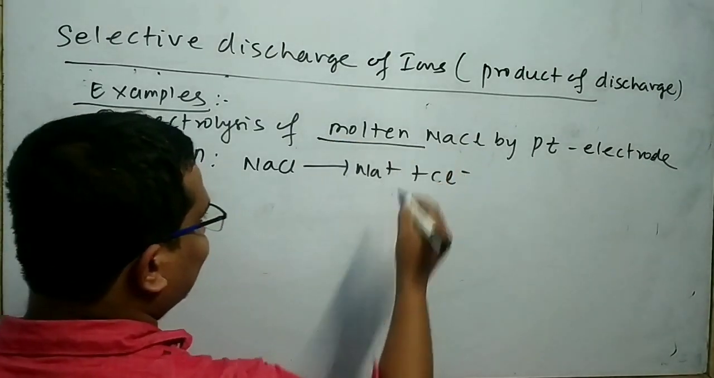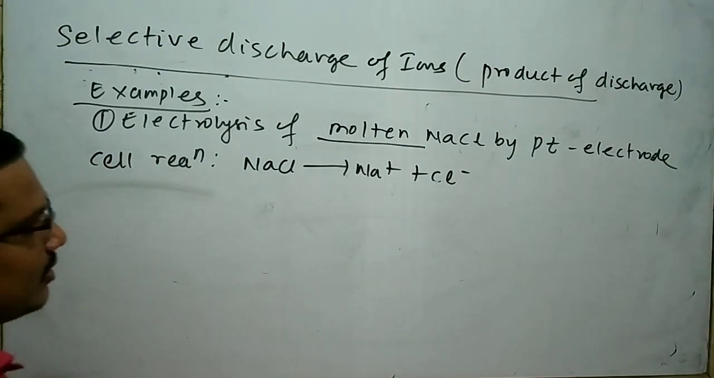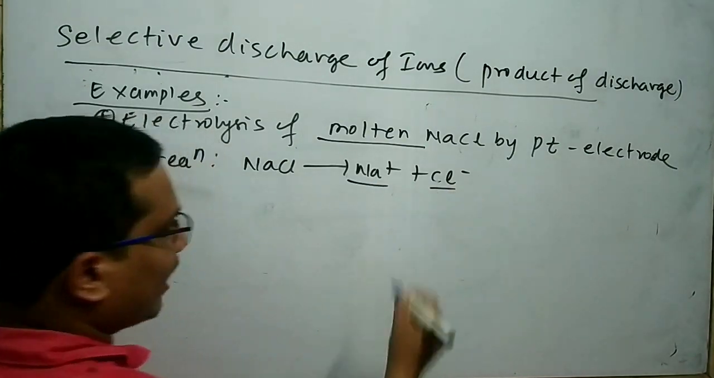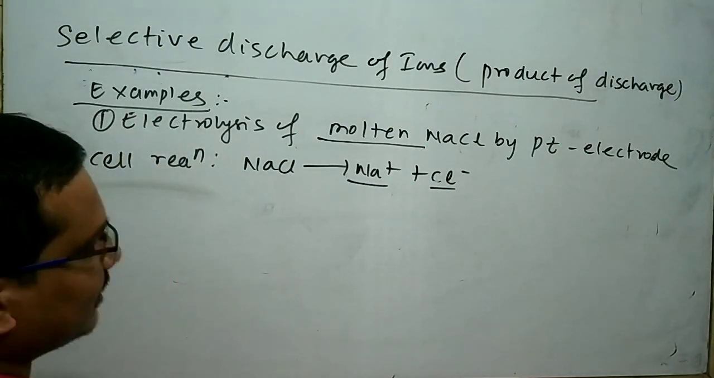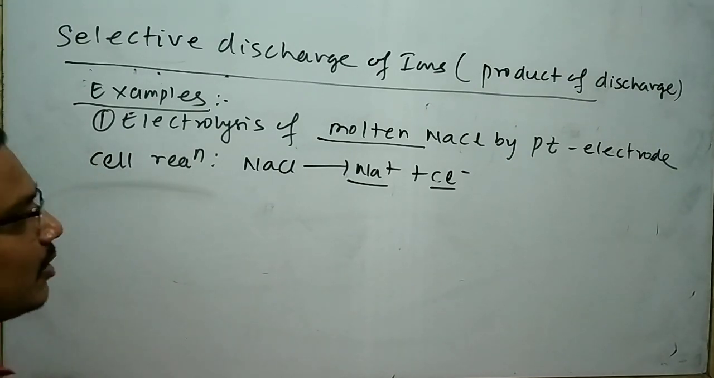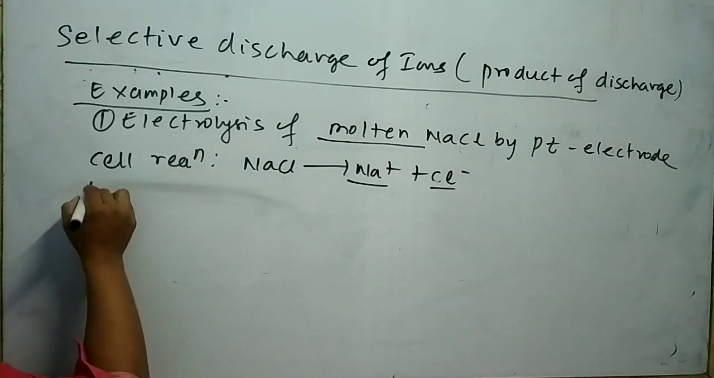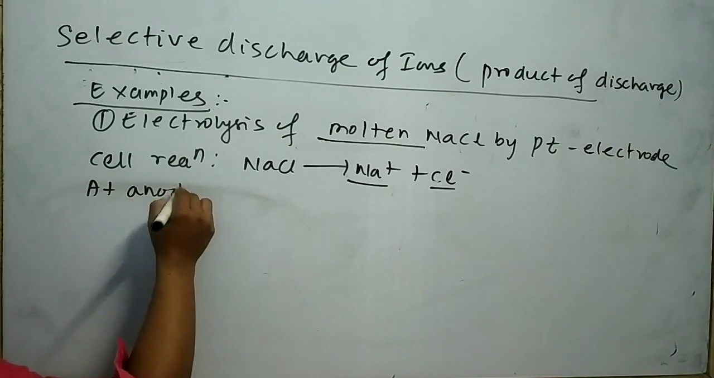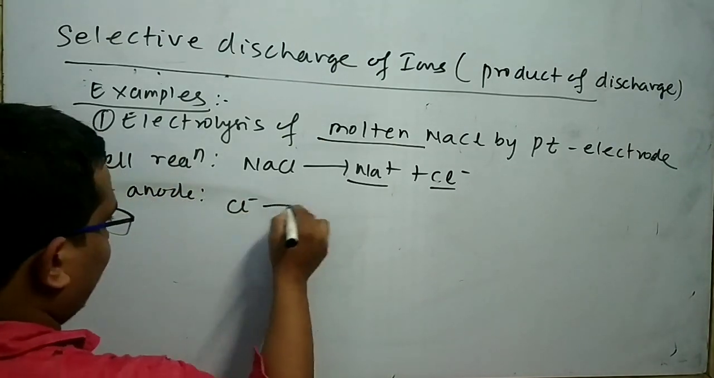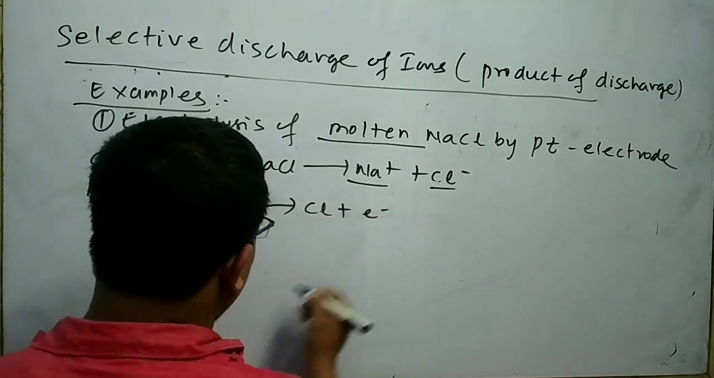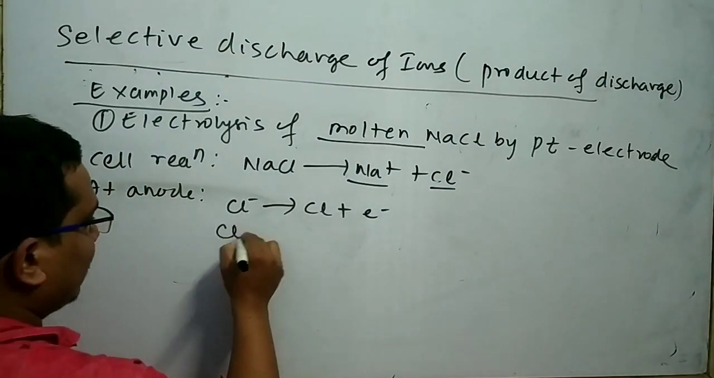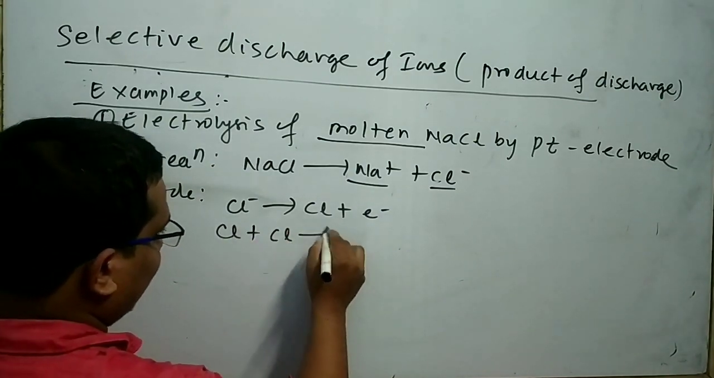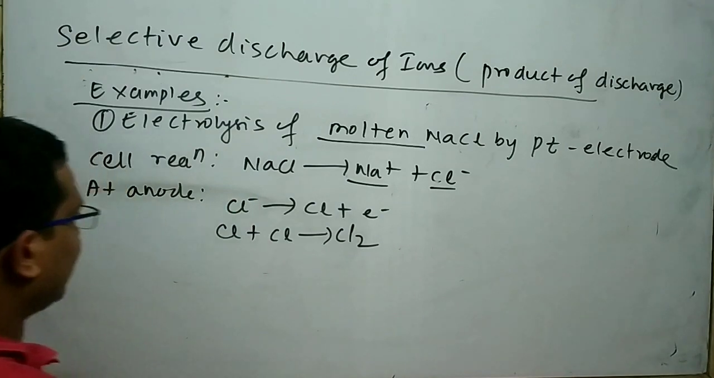Molten NaCl is taken for electrolysis. One cation and one anion are present, so there is no need to select ions for discharge. At the anode, Cl⁻ gives Cl plus an electron. This is the primary process. Next, Cl plus Cl gives Cl2. This is the secondary process.